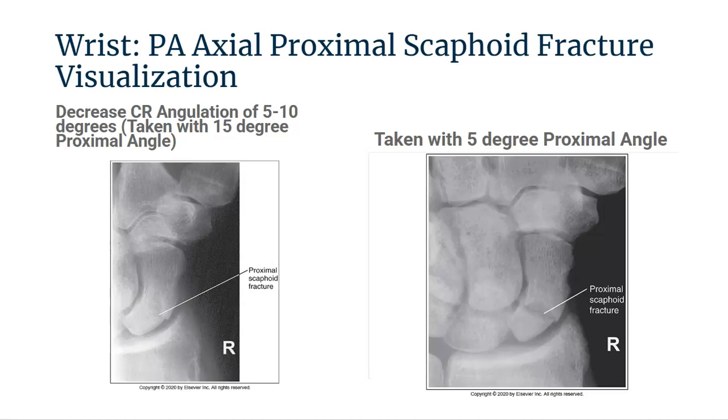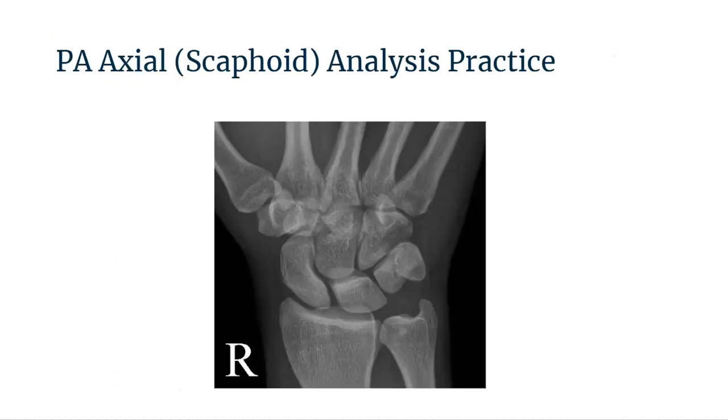So what is the takeaway here? For distal scaphoid fractures, you want to increase the angle slightly. For proximal, we want to reduce this central ray in order to look at these fractures more clearly. Go ahead and analyze this PA axial practice analysis and answer the following question.